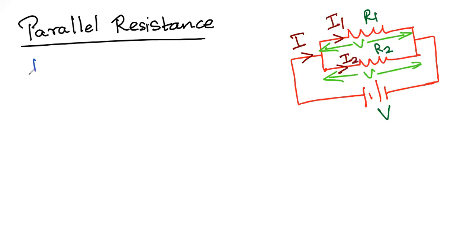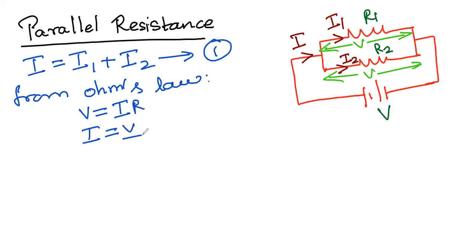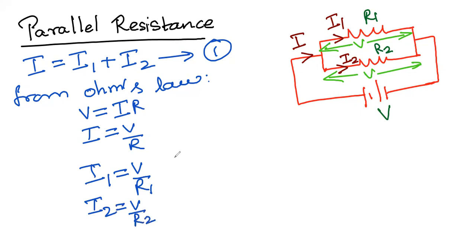We have I is equal to I1 plus I2. And I will label this as equation 1. From Ohm's law, V is equal to IR, or we can say I is equal to V over R. And if you look at this circuit diagram, you can see that I1 is equal to V over R1 because voltage is the same. I2 is equal to V over R2. So all these are expression number 2.